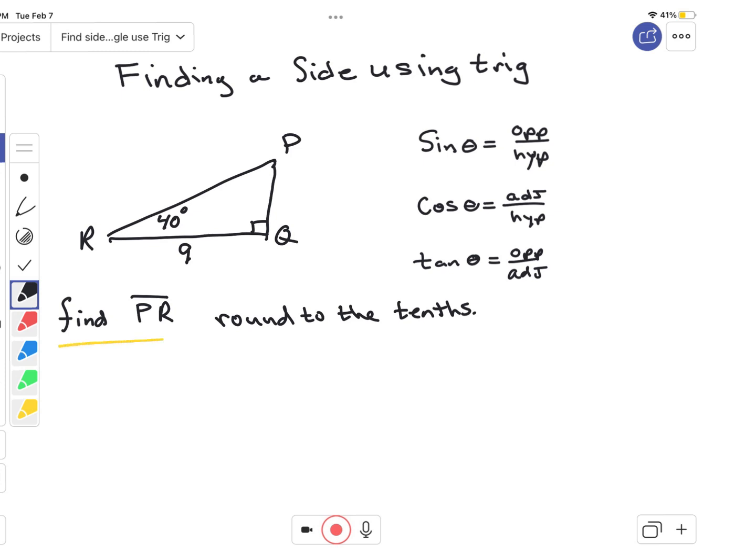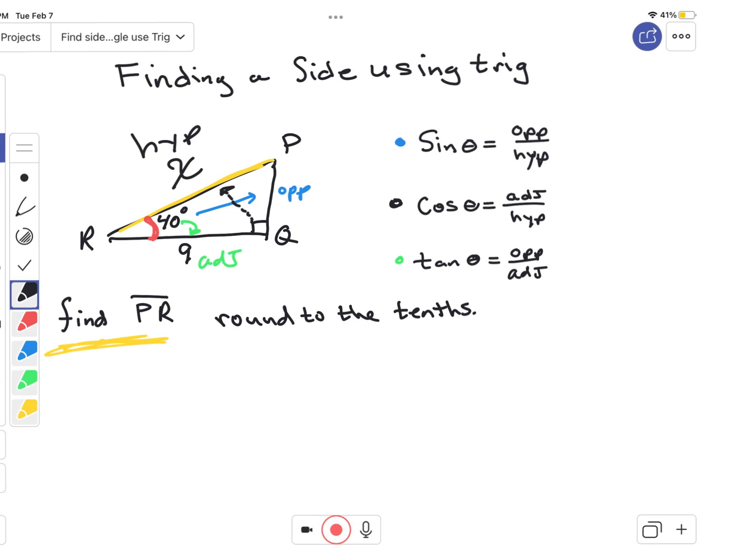Once again, they're asking us to find PR, and PR is this side here. So I'm going to say I am trying to find the distance of how long PR is. And then I have to figure out whether I should use sine, cosine, or tangent. In order to do that, since they gave me the 40 degrees, I'm going to label my triangle as to which side is the opposite side, which side is adjacent or next to that 40 degrees. And then obviously the hypotenuse is always across from the 90-degree angle.